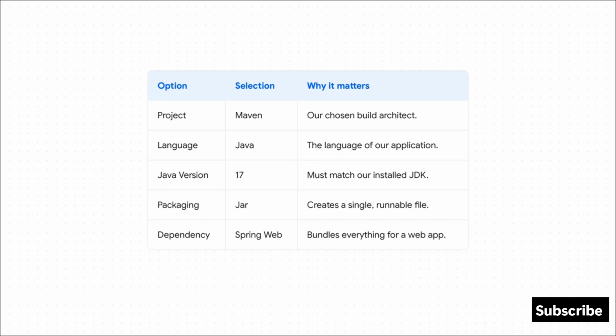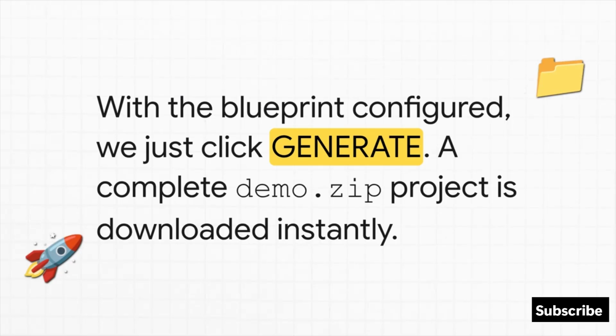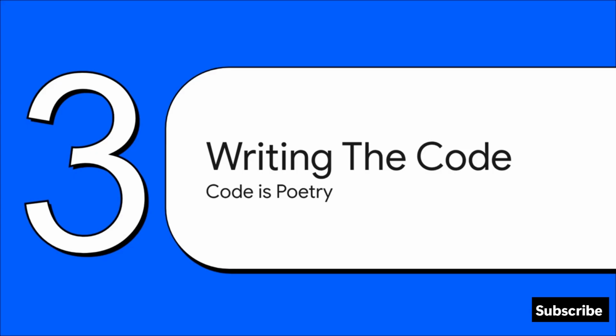And then, the secret ingredient. We add one dependency, Spring Web. This little guy pulls in everything we need, including a web server. And that's literally it. You fill out that simple form, you hit that big Generate button, and bam, a zip file with your entire perfectly structured project downloads right to your computer. Just like that.